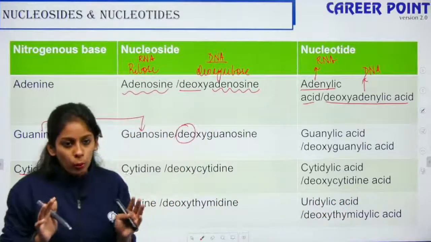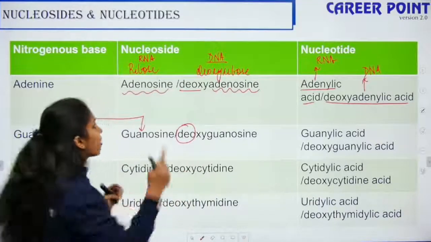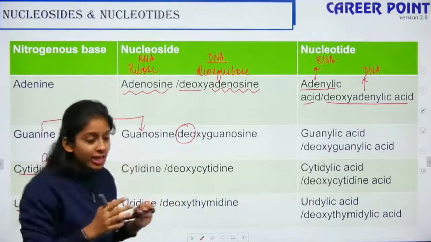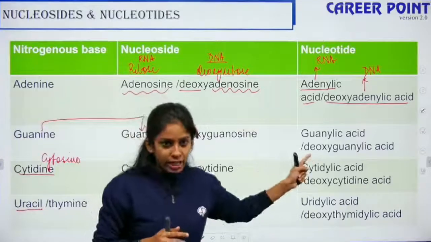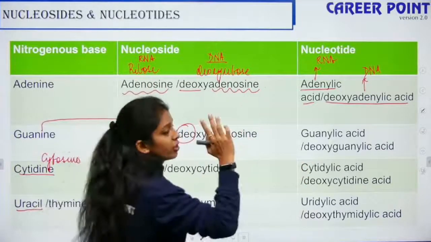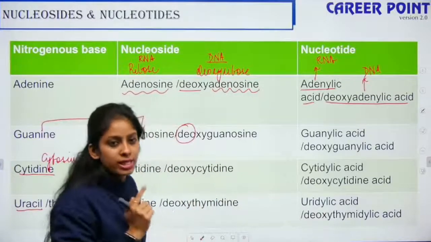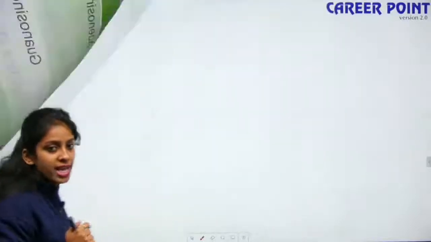Ma'am, why is this table very important? They will give you a list of 10 compounds and ask you to find nucleosides separately and nucleotides separately. So you should know how a nucleoside is formed and how a nucleotide is formed. Thus this tabular column is important. So please pay attention.